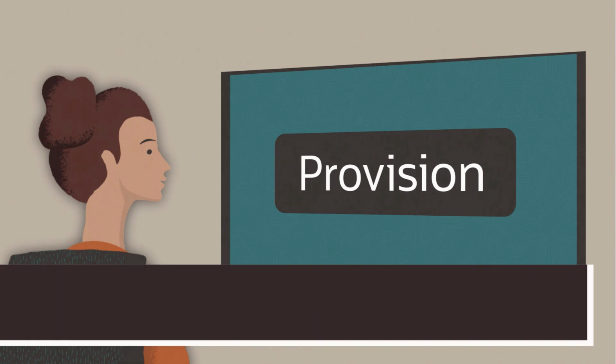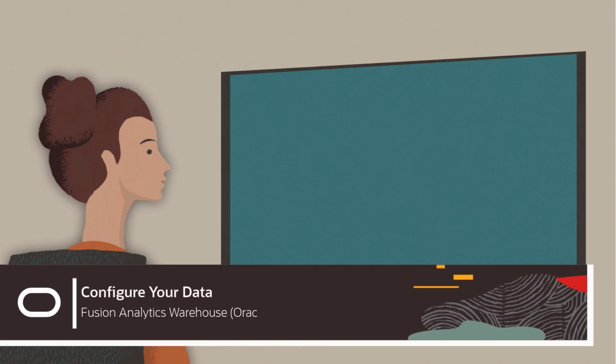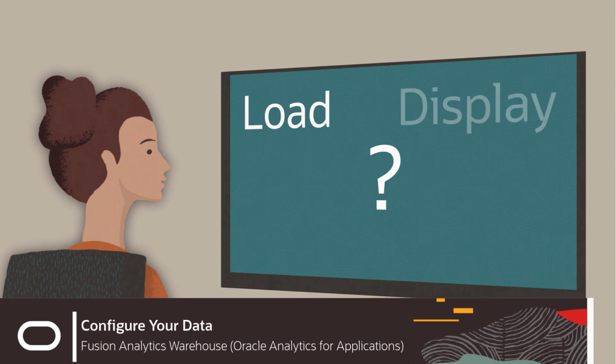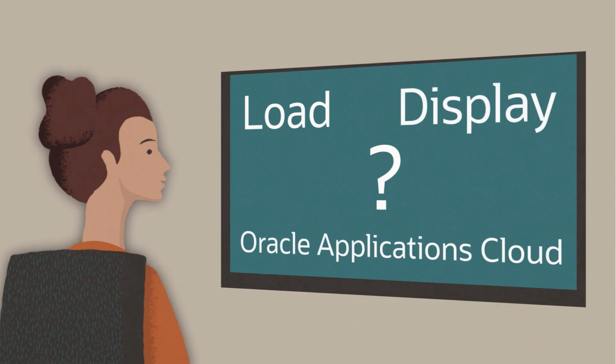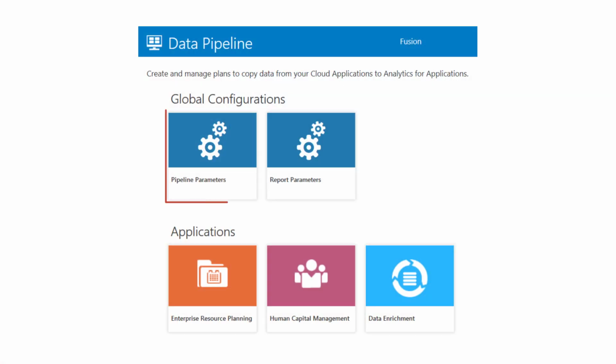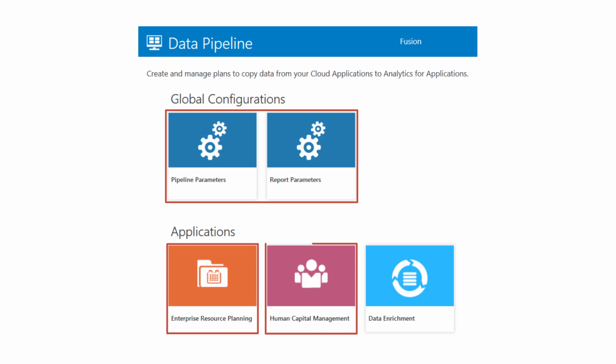After you provision your Fusion Analytics Warehouse instance, you need to determine how you want to load and display the data from your source application, such as Oracle Applications Cloud, in the data warehouse. First, set up your data pipeline activation plan to load data specific to functional areas in the data warehouse. Each functional area has a different activation plan, so be sure to perform this step for each functional area.